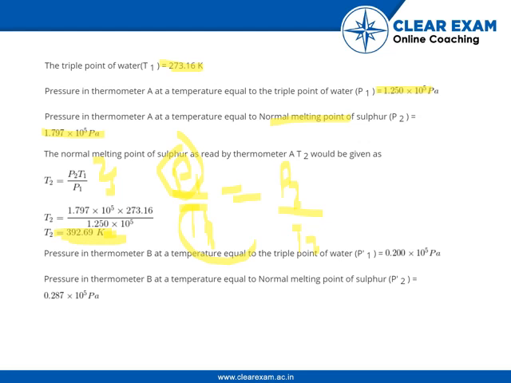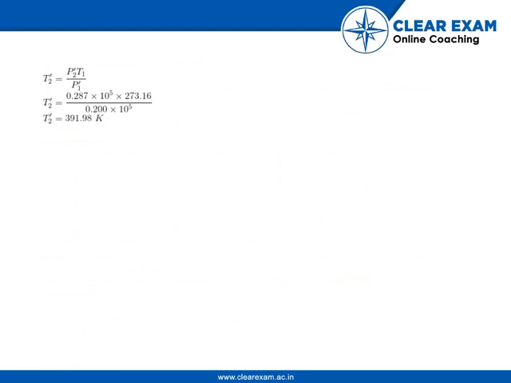For the second one, the pressure in thermometer B for the triple point is given and the pressure in thermometer B for the melting point of sulfur is also given. So now we put these values in the equation and we get the temperature as 391.98 Kelvin.